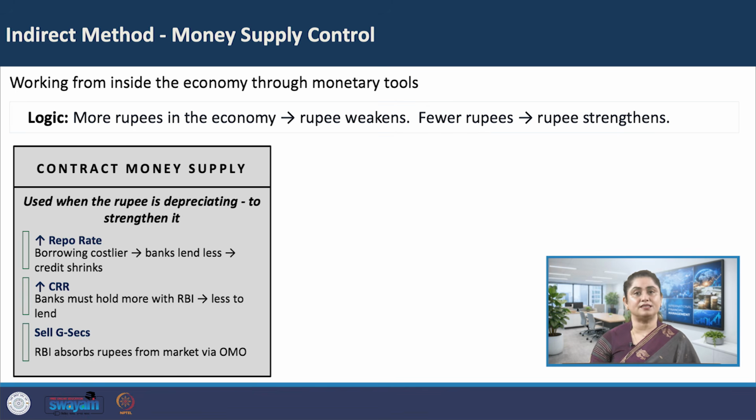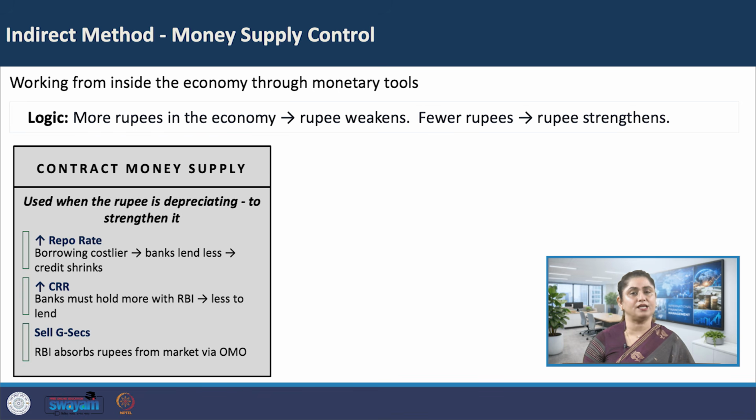When the RBI raises these rates, borrowing becomes more expensive for banks. Banks in turn raise their lending rate. Businesses and individuals borrow less because the lending rates are very high. Less borrowing means less money is created and circulated in the economy. So, money supply contracts. With fewer rupees available in the economy and consequently fewer rupees flowing into the foreign exchange market, the rupee becomes relatively scarce. A scarce rupee is a more valuable rupee.